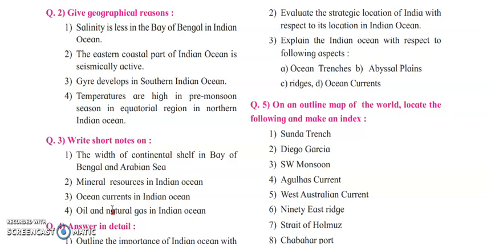Okay, next is ridges. Now what are ridges? They are the mountain ranges which are present on the surface of the oceanic floor. If the mountain ridge comes above the water level, it gets converted into an island. If it is not coming above the water, then they are called mountain ranges. As they are present in the Indian Ocean, they are called the mid-oceanic or mid-Indian oceanic ridge.